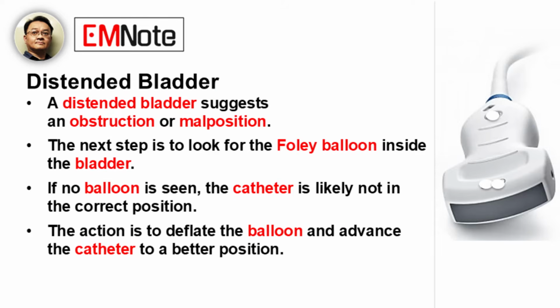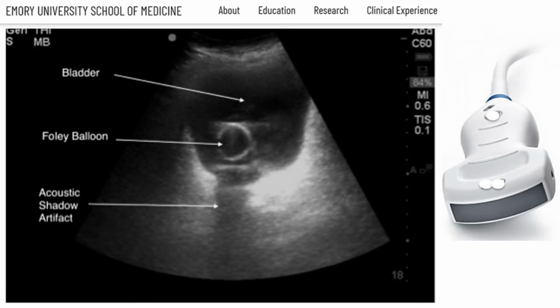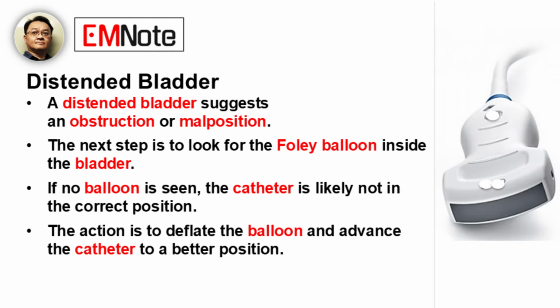Now, what if the bladder is distended? This suggests either an obstruction or a malposition of the catheter. The next critical step is to look for the Foley balloon. If you scan the bladder and do not see the characteristic circular balloon structure within it, this is a strong indicator that the catheter is not in the correct position. In this scenario, the appropriate course of action would be to deflate the balloon and attempt to advance the catheter to a more optimal position within the bladder.